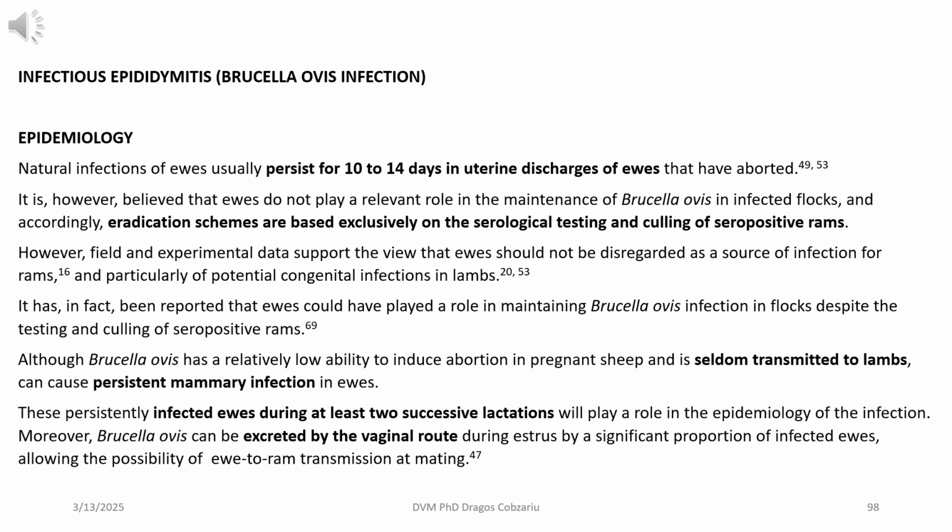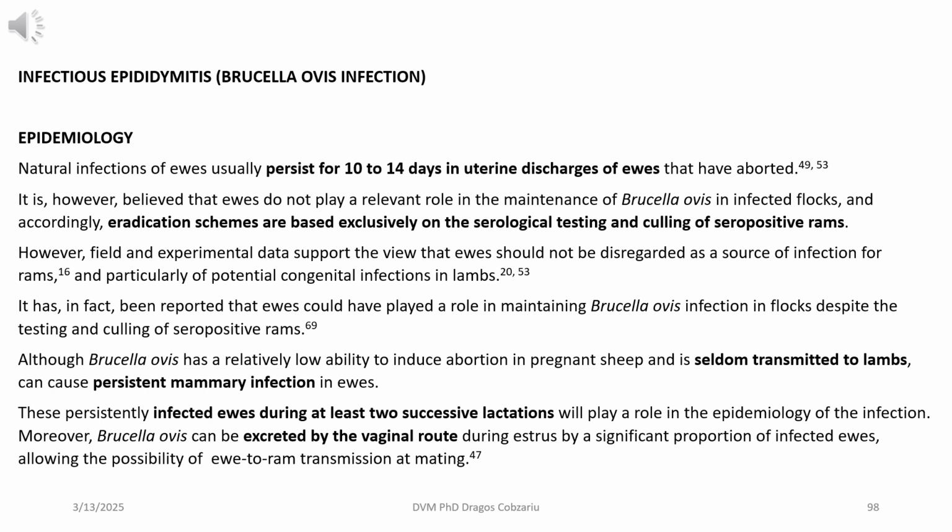However, field and experimental data support the view that ewes should not be disregarded as a source of infection for rams, and particularly of potential congenital infections in lambs. It has, in fact, been reported that ewes could have played a role in maintaining Brucella ovis infection in flocks despite the testing and culling of seropositive rams.